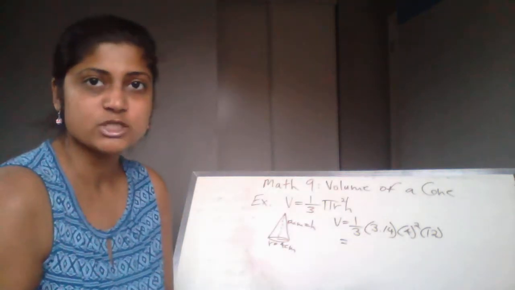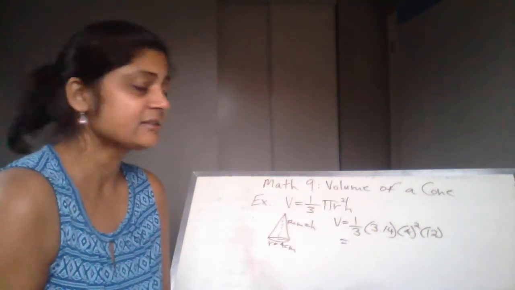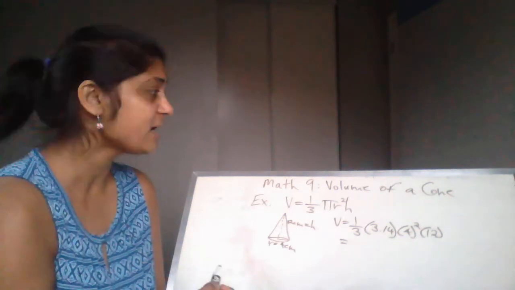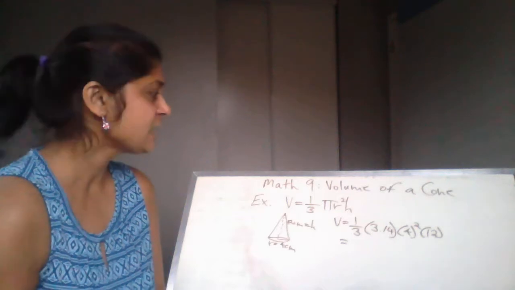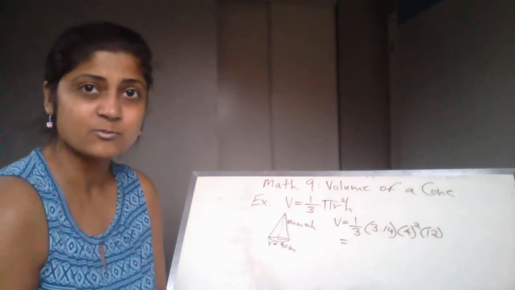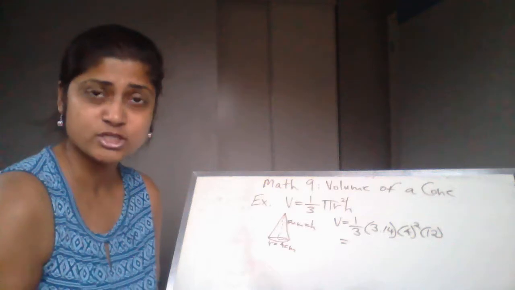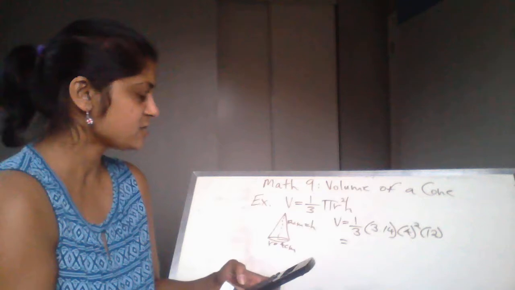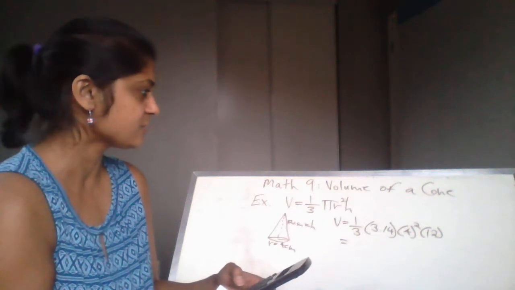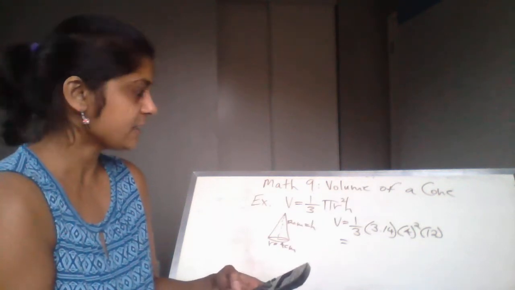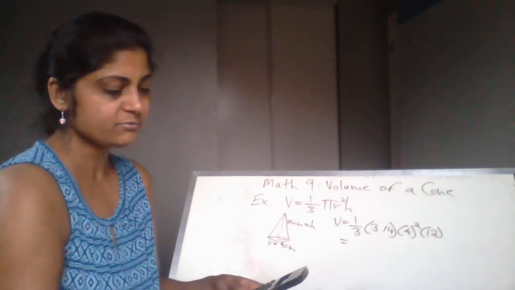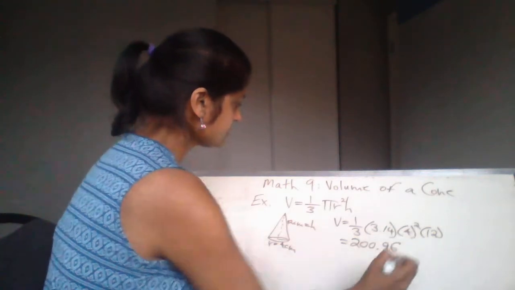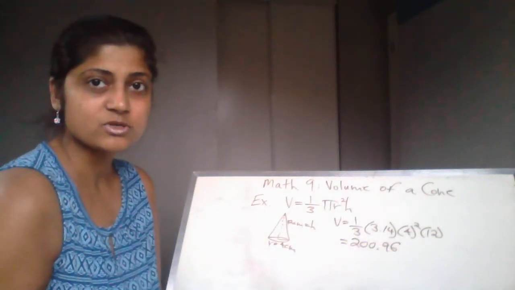When you're doing questions like this, the formula is actually very simple. I have to make sure I write out the formula before I plug in any of the values. The teacher wants to see that one step where you are plugging the values into the equation. After that, I can just use my calculator and multiply all these numbers together, and times 1/3. We are getting 200.96. This is the volume.